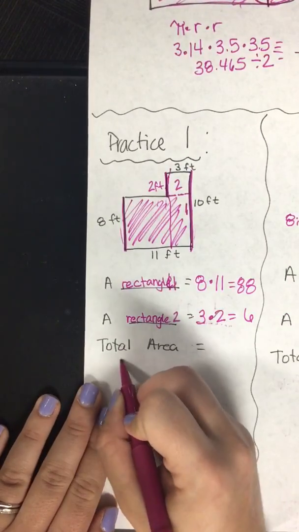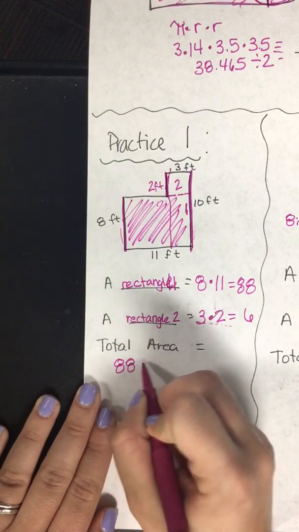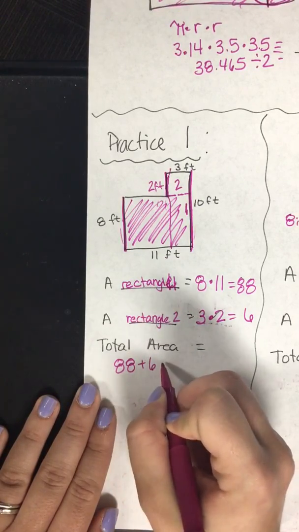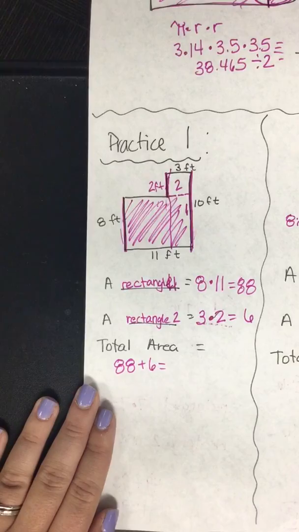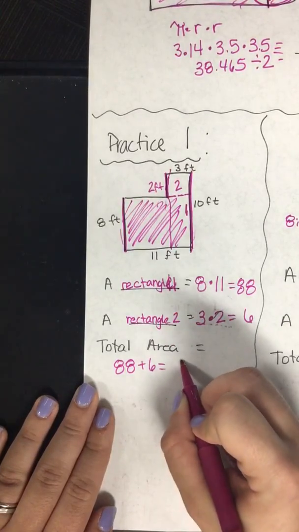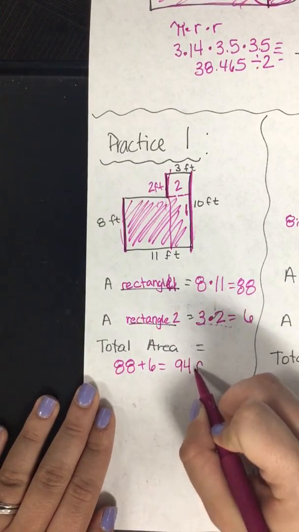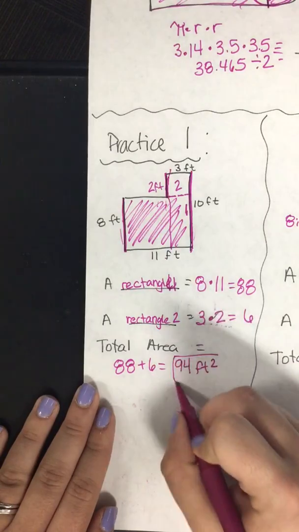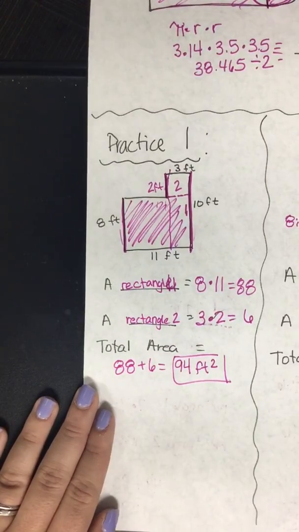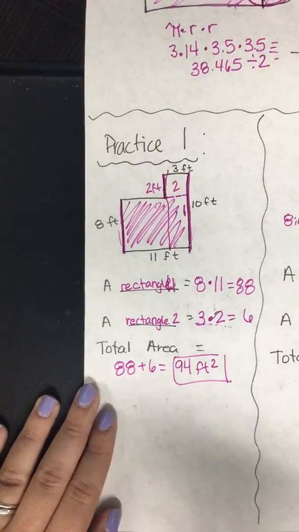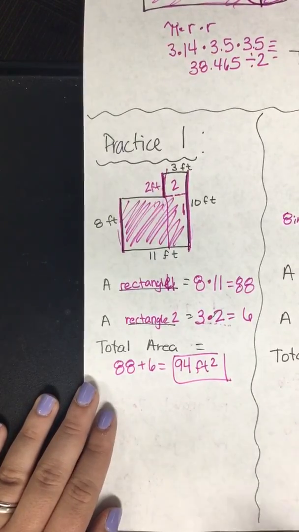So to find our total area, we're going to add 88 for that big rectangle, plus 6 for the small rectangle. 88 plus 6 should be 94 feet squared. It will be counted wrong on your quiz if you do not have the correct label.